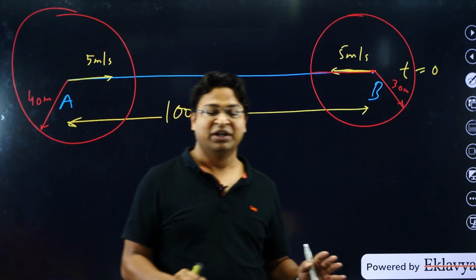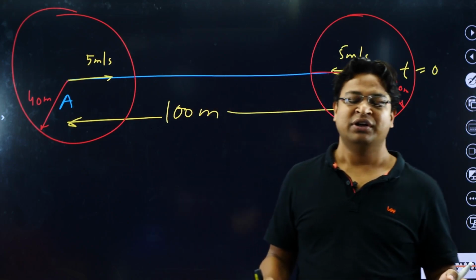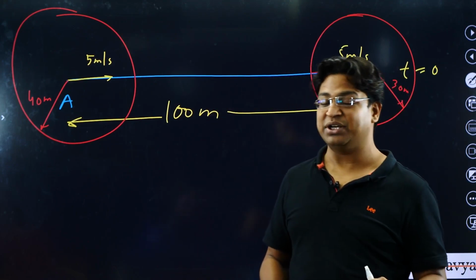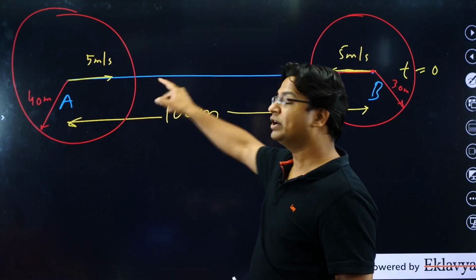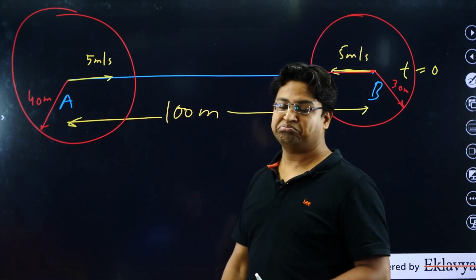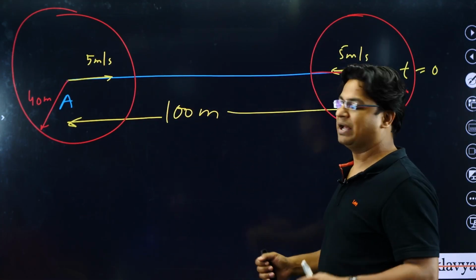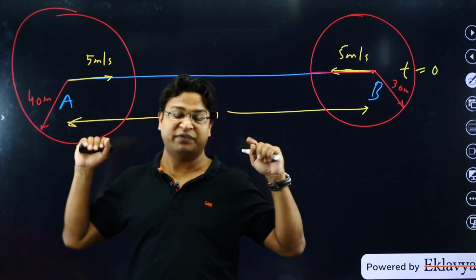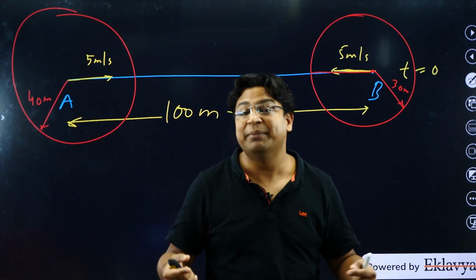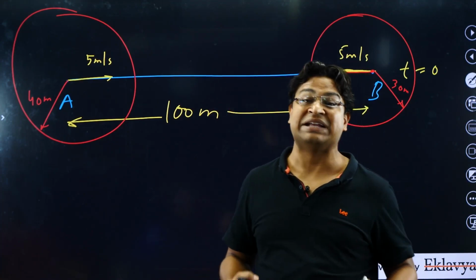I hope you agree with me that right now there is no point which can be said to be at 40 meter distance from A as well as 30 meter distance from B. It can lie on this circle or on this circle. Right now there is no overlap. But from this interpretation, if you start imagining, when will C come into being? When will C start existing?